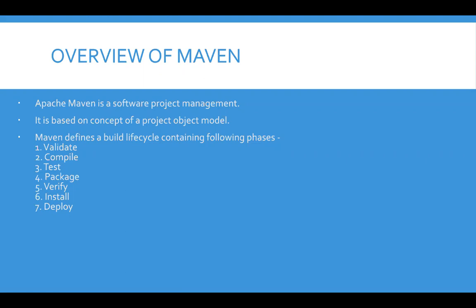So how Maven works is, Maven defines a complete build cycle which contains 7 phases that we are seeing here: validate, compile, test, package, verify, install, and then deploy your build. So let's see what all of these phases mean with Maven. So, validating the project.